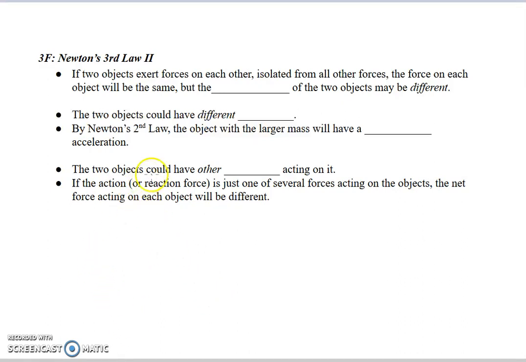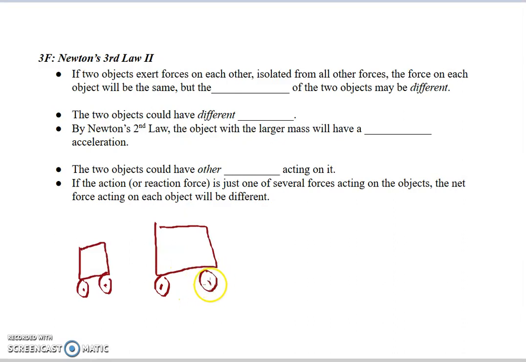But there's a condition here. I'll give you an example down here, I'll draw it out. So if you have two objects, let's say a small car and a larger car. Again, two objects, and there are no other forces besides the force of them pushing on each other. Let's say they got in an accident. Those forces are going to be the same. So the force applied 1 and force applied 2 are going to be the same size.